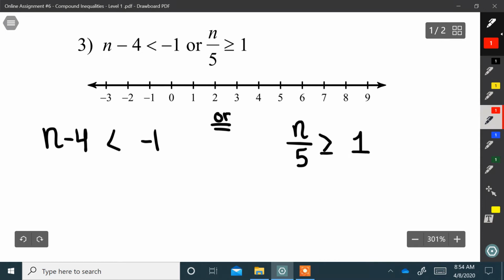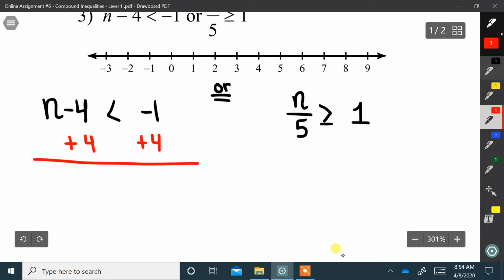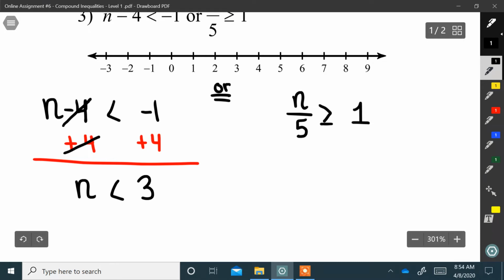All right, so on this one here, since we're going to be solving each one of those individually, let's go ahead and do that. The first one there, I want to add 4 on both sides, as you will expect. Why? So that this and this will cancel. All right, so negative 1 plus 4, that's going to be 3. So let's go ahead and graph that one first.